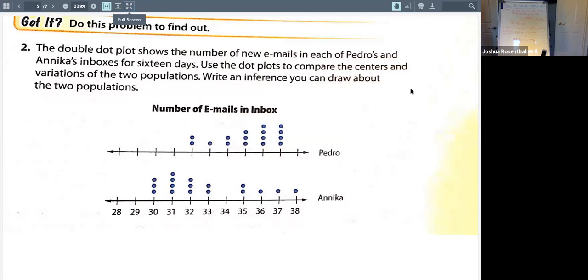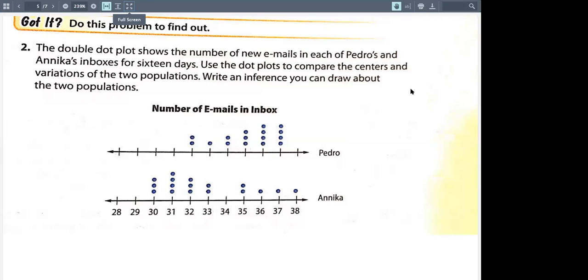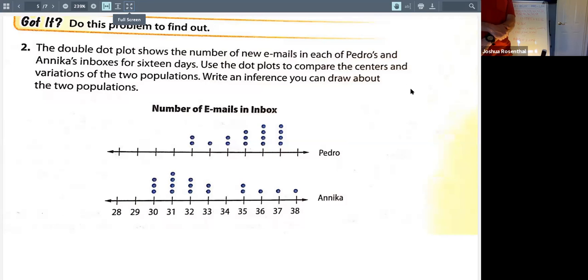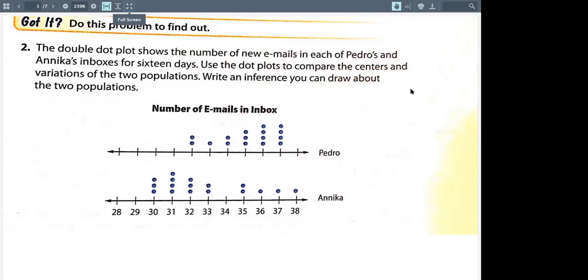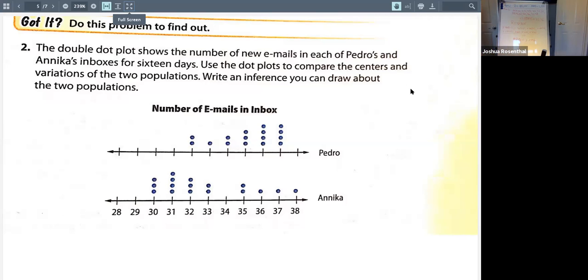Look at the overall range. What's Annika's overall range? 8. Pedro's overall range is what? 5. His overall range is not 8, it's 5. So he's got a smaller range, but both of them are a small range. It's only a range of 8 emails.